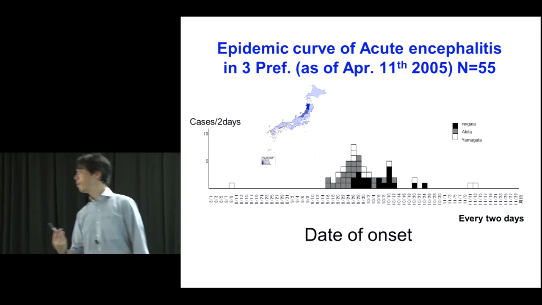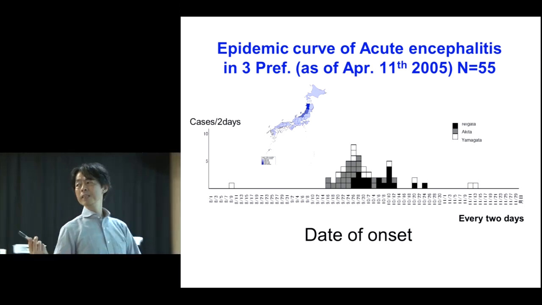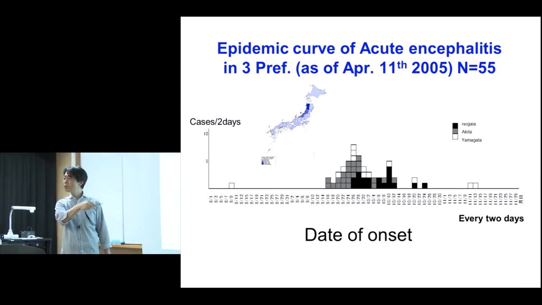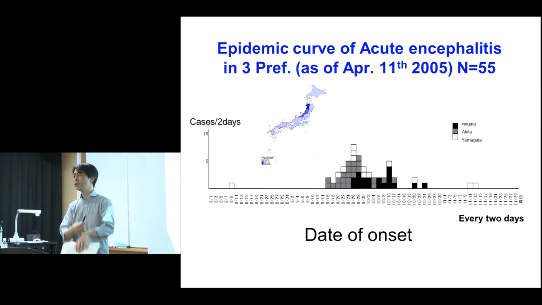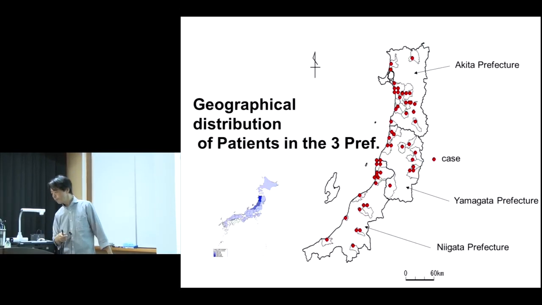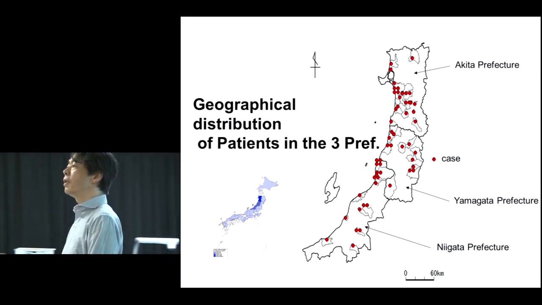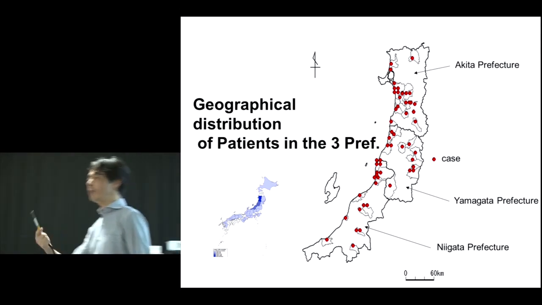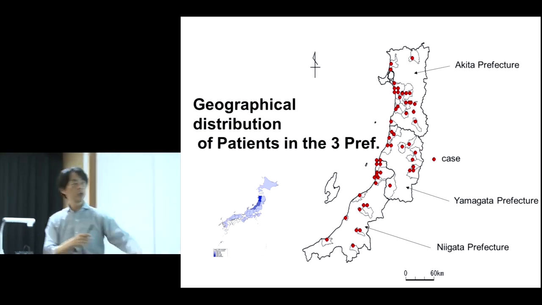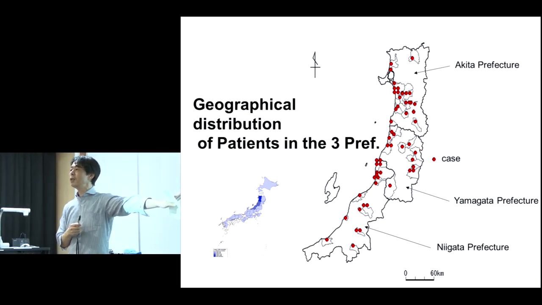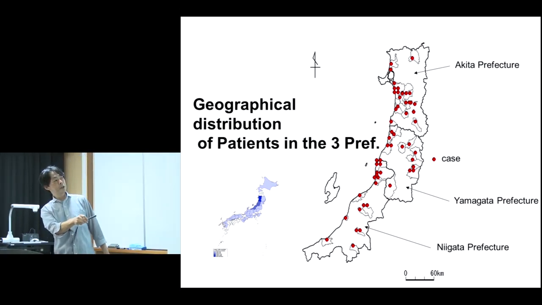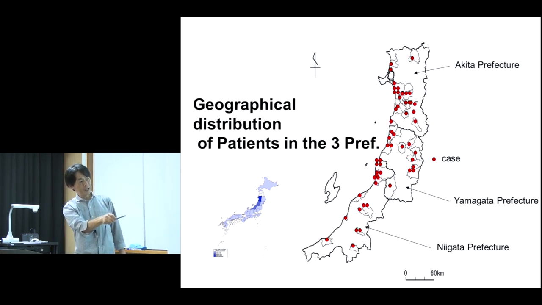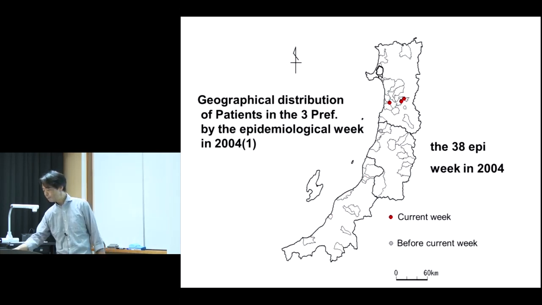A single peak epidemic curve means, as I mentioned before, maybe some same exposure several days ago. This is a neurological symptom with a high case fatality ratio. So our epidemiologists analyzed this data according to time, place, and person. This is a presentation combining place and time. It's three prefectures, right? This part is Akita, Yamagata, Niigata, and the red dot is the number of new cases.